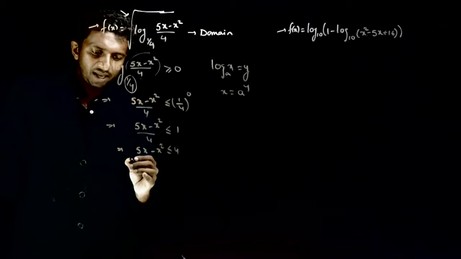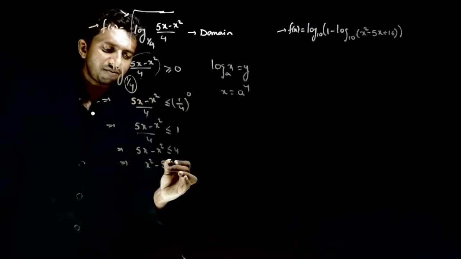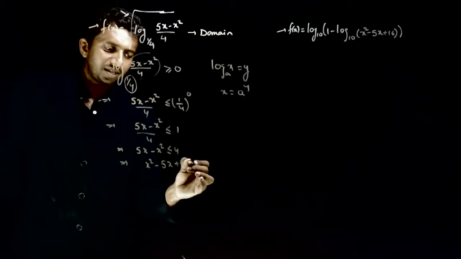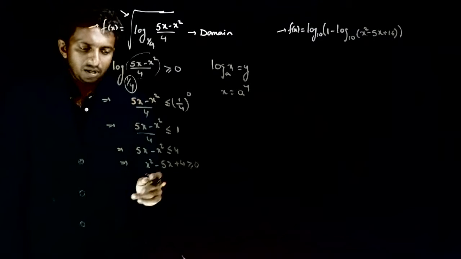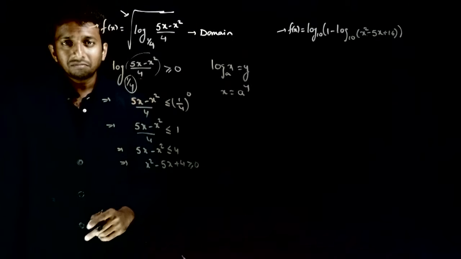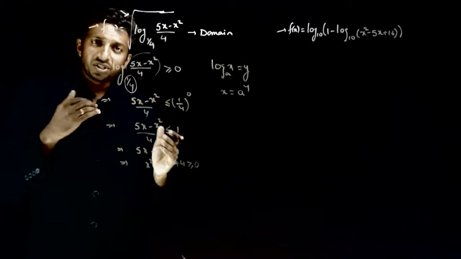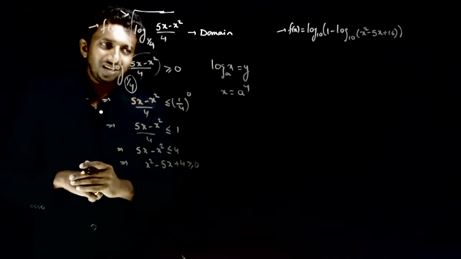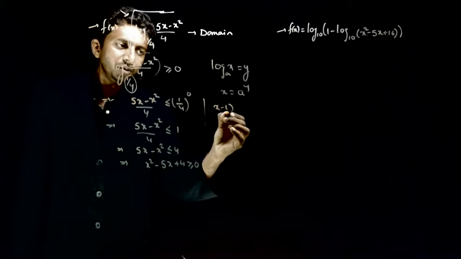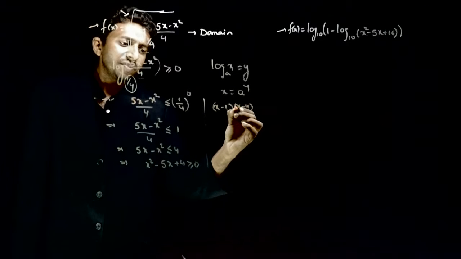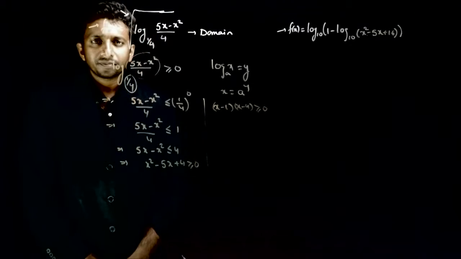आपको क्वाड्रेटिक इनइक्वेशन आ रहा है. This implies सब कुछ उस तरफ भेज दीजिए. x square minus 5x plus 4 is greater than or equal to 0. अब क्वाड्रेटिक इनइक्वालिटी ग्रेटर देन 0 है तो the value of the variable should lie outside the roots. So ये बहुत इजी क्वाड्रेटिक एक्सप्रेशन है. आपको इसका सॉल्यूशन क्या है? x minus 1 into x minus 4 is greater than or equal to 0. So the roots are 1 and 4.